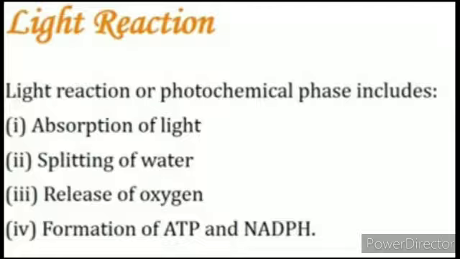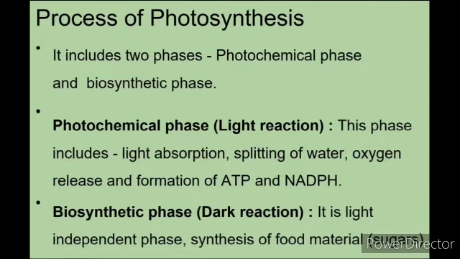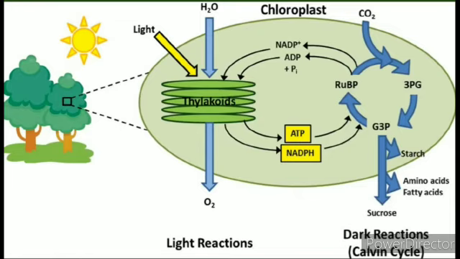The light reaction or photochemical phase includes first absorption of light, splitting of water, release of oxygen and formation of ATP and NADPH. The process of photosynthesis includes two phases, photochemical phase and biosynthetic phase. The photochemical phase is called light reaction. This phase includes light absorption, splitting of water, oxygen release and formation of ATP and NADPH. The biosynthetic phase or the dark reaction is the light independent phase, synthesis of food material.